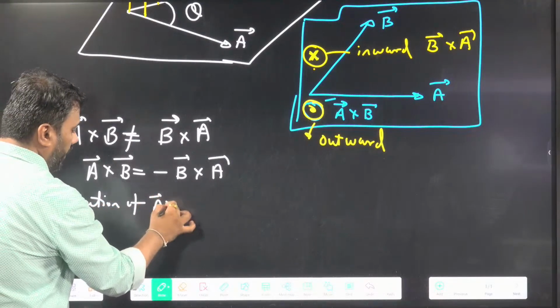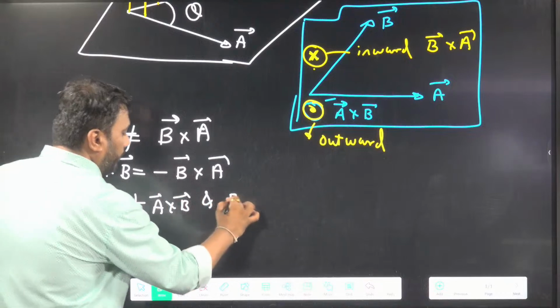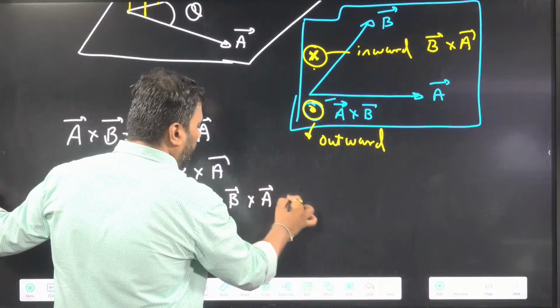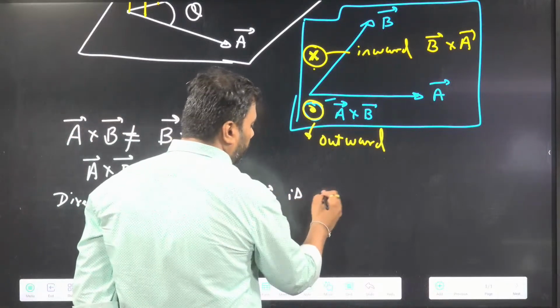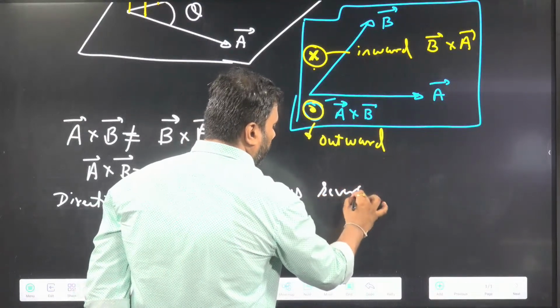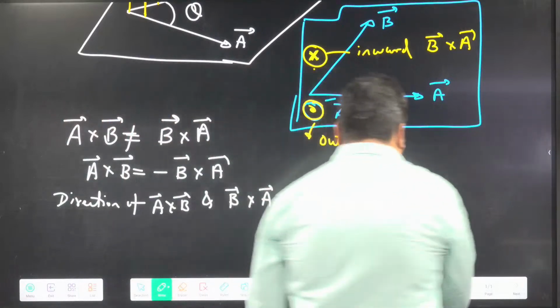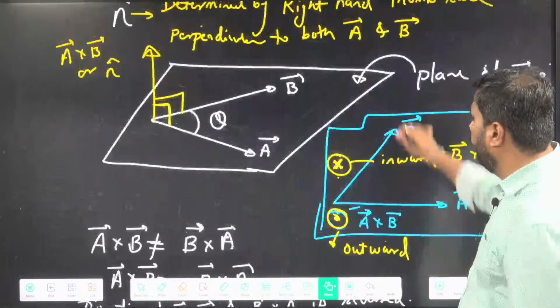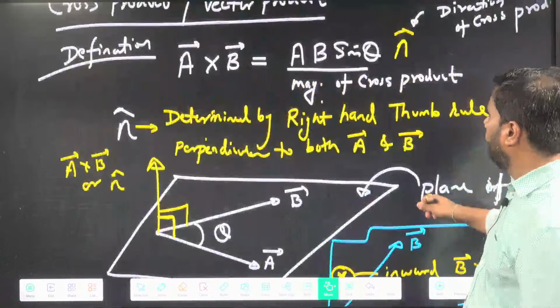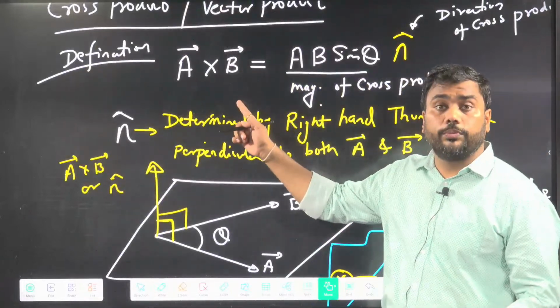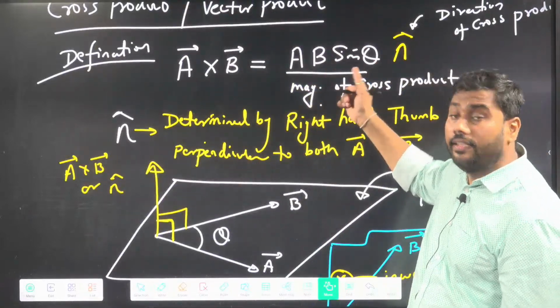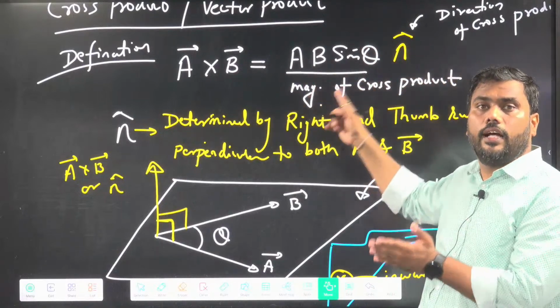Direction of A cross B and B cross A is reverse of each other. Okay, so we have defined what is the cross product of two vectors. What is the definition of cross product? A cross B is given by AB sin theta into n cap.